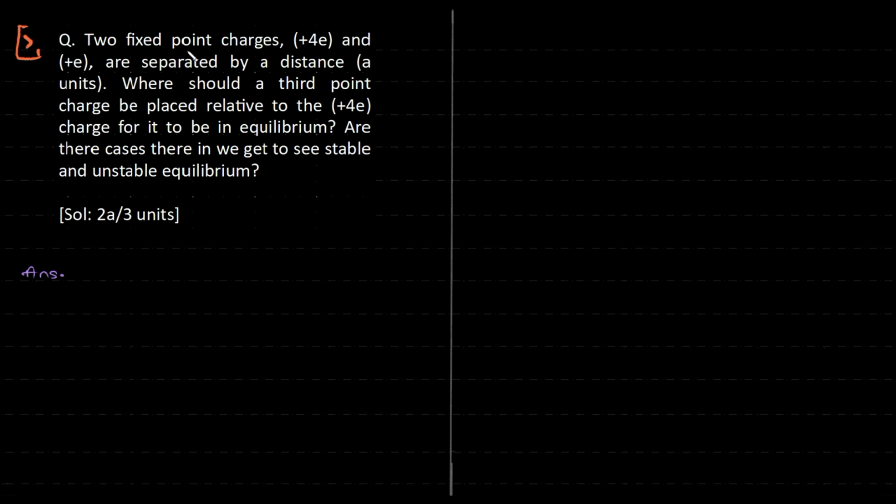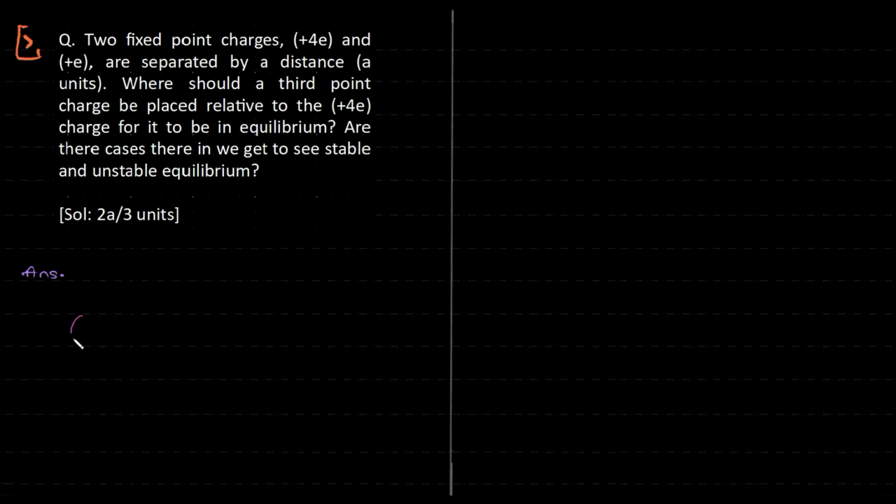Two fixed point charges, plus 4e and e, are separated by a distance of a units. Where should a third point charge be placed relative to the 4e charge for it to be in equilibrium? Are there cases wherein we get the same stable and unstable equilibrium?